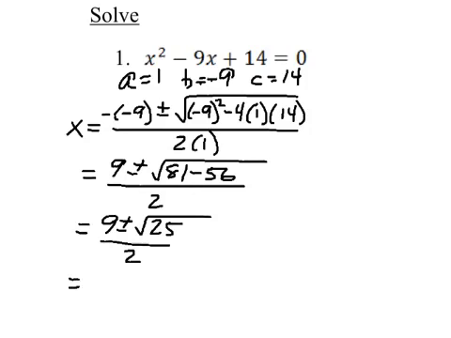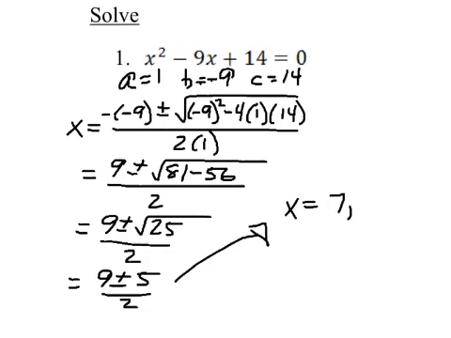We know what the square root of 25 is: 9 plus or minus 5 over 2. So my two results are going to be x equals 9 plus 5 divided by 2, which is 7, and 9 minus 5 divided by 2, which is 2. There are my two results, 7 and 2.